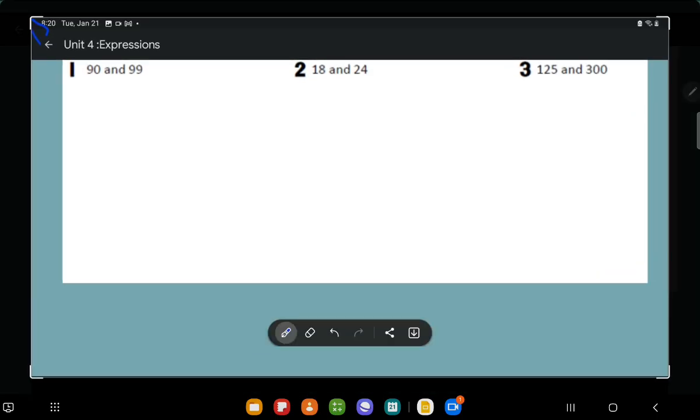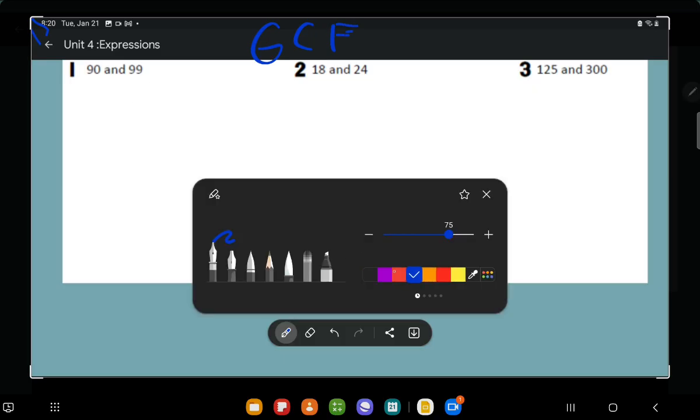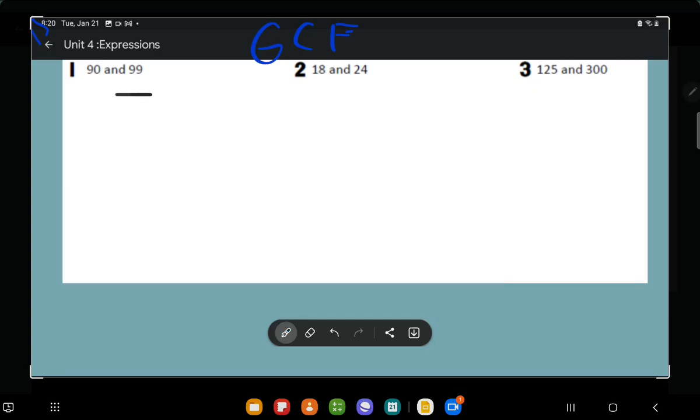Okay, so we're finding the greatest common factor, so GCF of 90 and 99. So first things first, I'm going to draw my ladder. So I'm going to write 90 and 99, and I'm going to draw a little L shape under it to make my ladder.